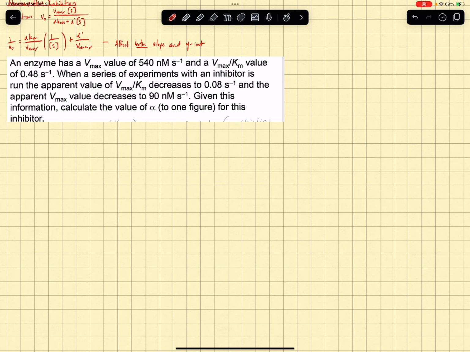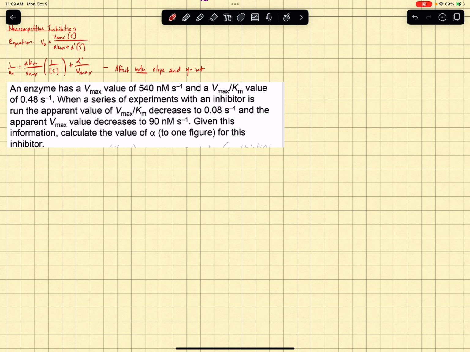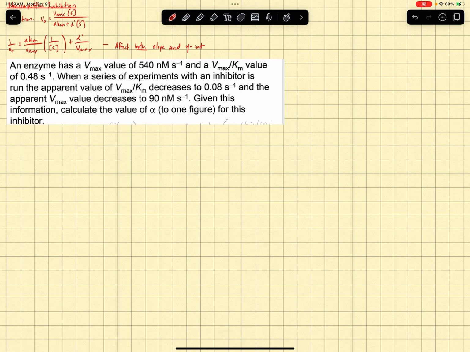Okay, so there's two questions that I wanted to talk about here, and I realized that I probably should have pasted the screenshots in before I cut the last video off, but this will just be a separate video. The first one is saying that you have this enzyme and it's got a Vmax value of 540 nanomole per second, and he's given you the Vmax over Km as well. And so you're asked to calculate the value of alpha.